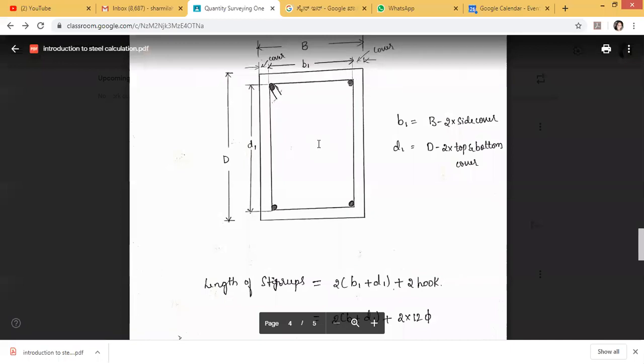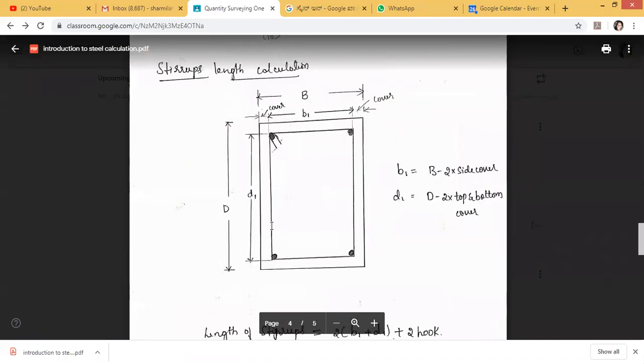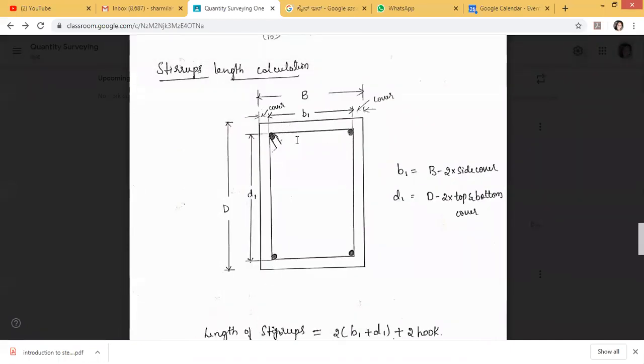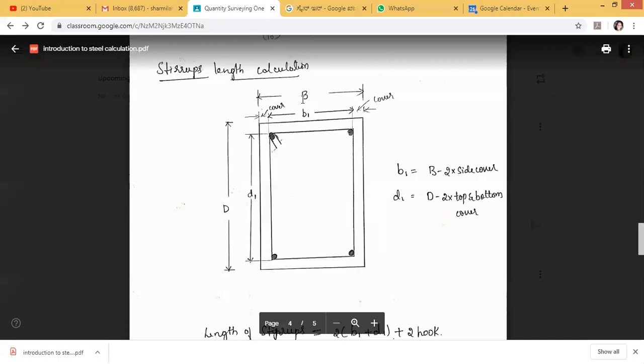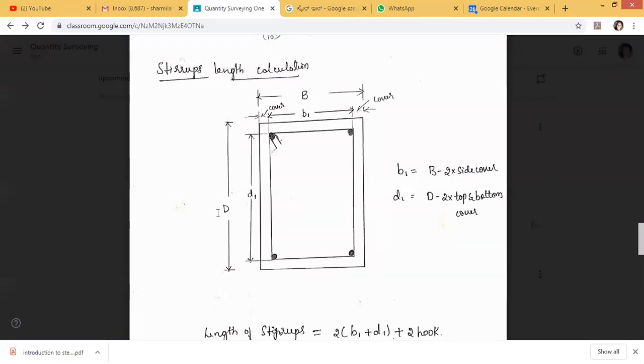So what you have to do is calculate these lengths and the stirrup lengths. If you consider this, this is less than the breadth of the beam. If capital B is the actual breadth of the beam and D is the actual depth of the beam, then the stirrup's breadth and depth will always be less than the breadth and depth of the beam.